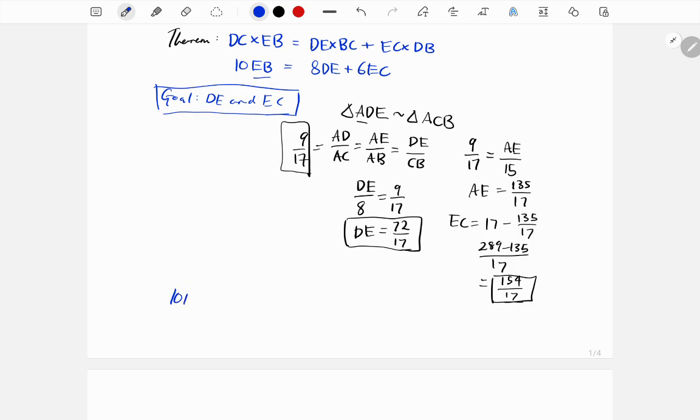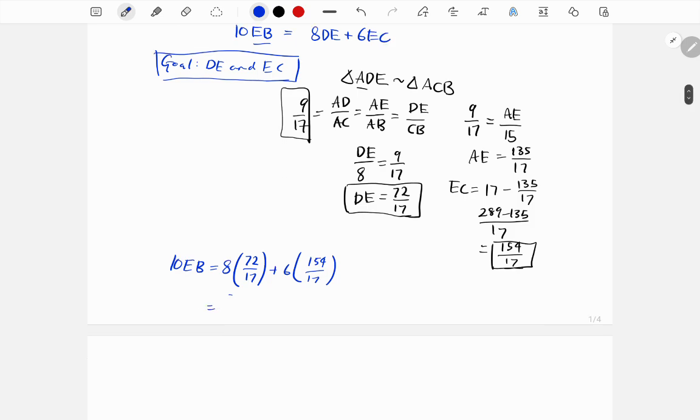All we have to do now is substitute this into our formula. So 10EB is equal to 8 times 72 over 17 plus 6 times 154 over 17. And you just work this out. So you'll get 576 over 17 plus 6 times 154, which is 924 over 17. And then you add the fractions together to give us 1500 over 17 is 10EB. So EB will be equal to 150 divided by 17.